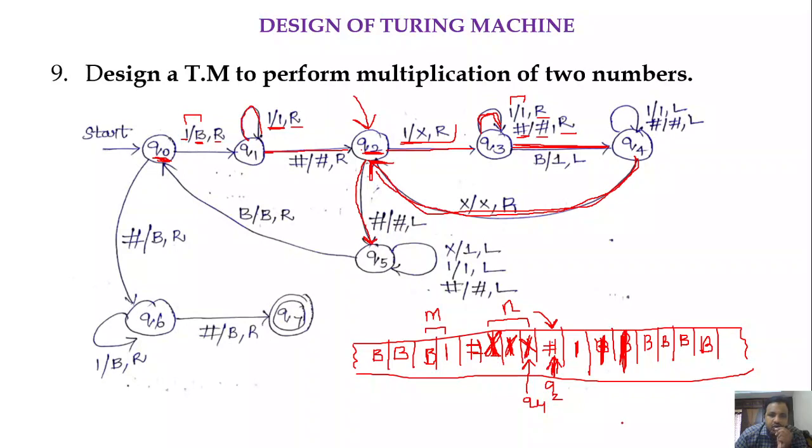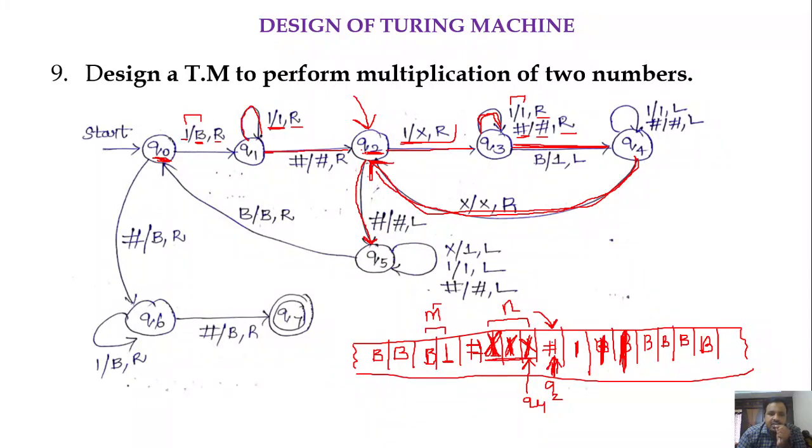Since we have copied the n portion of input into the blank spaces, now we have to move the head towards left. Why do we move the head towards left? To start the next iteration, where we consider the next input symbol which is there in m. Before starting the next iteration, we have to convert all these x's into ones.